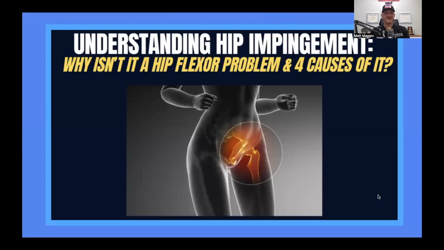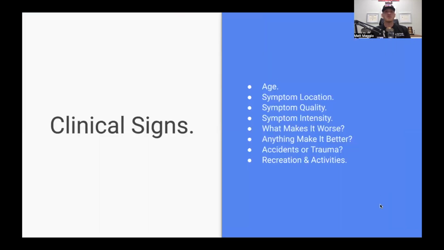All right, so understanding hip impingement, why it isn't a hip flexor problem, and 4 causes of it. So let's get right into it. First off, we always just want to start with clinical signs, clinical presentations. This is actually called taking a history. A lot of us as manual therapists, we just want to get in there and treat. We want to be a technician. We are manual therapists. We want to get in there, feel the tissue, and see what it tells us.